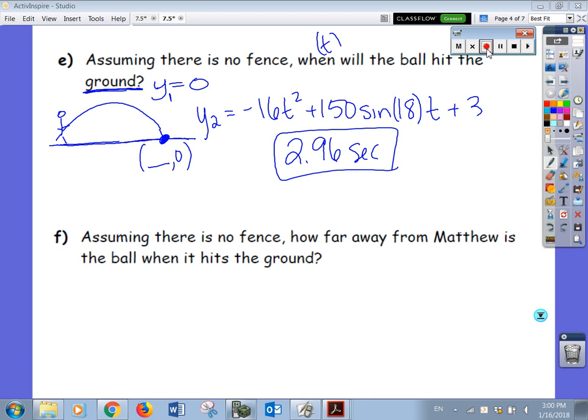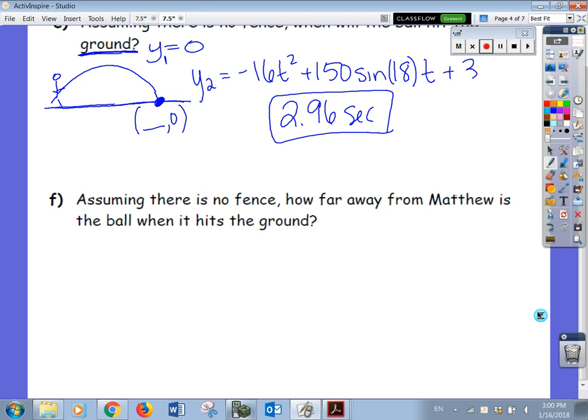Now, F relies on letter E in order to get the answer. So if I had not asked you letter E, you would still have to find letter E before you can find letter F. You have to find how long it takes to hit the ground before you can find how far away it is. Okay, you can't do letter F without letter E.